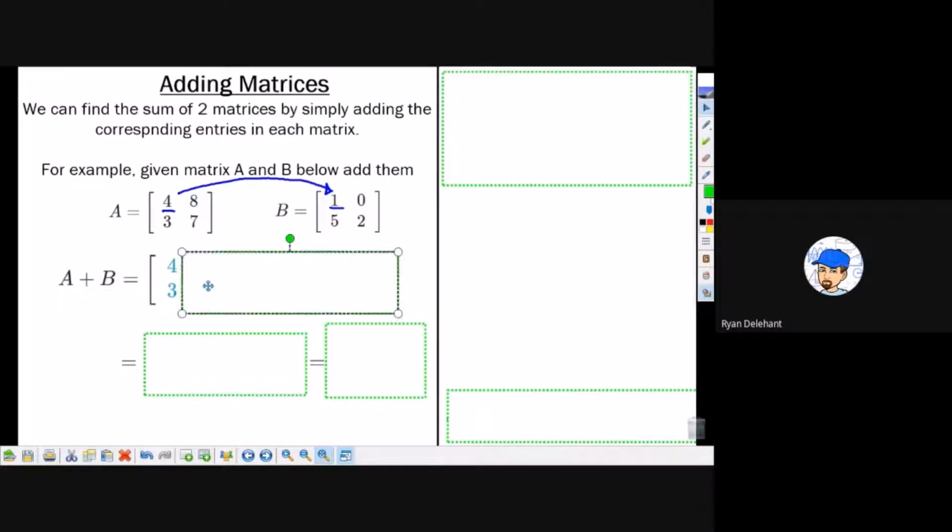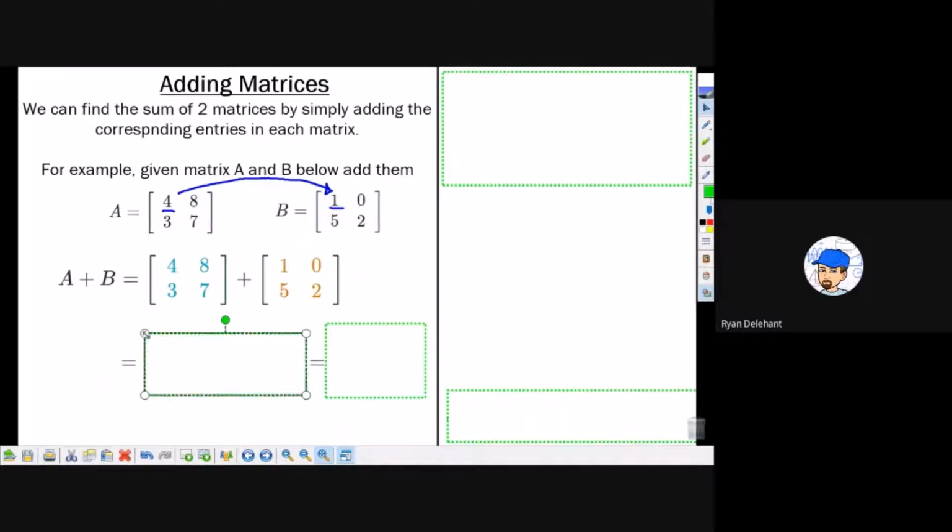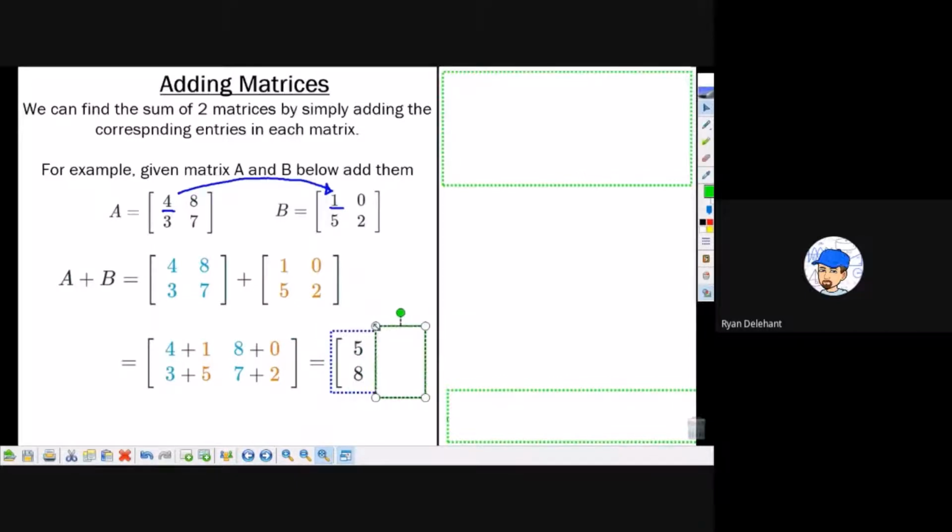So you would write something like this. If I was going to add these two, the first thing I would do is the 4 plus the 1. Down here we would get 3 plus 5, 8 plus 0, 7 plus 2. So as long as it's in the same position, we can add them. And then you would simplify each spot. So 4 plus 1 is 5, 3 plus 5 is 8, 8 and 0 is 8, and then we get 9.